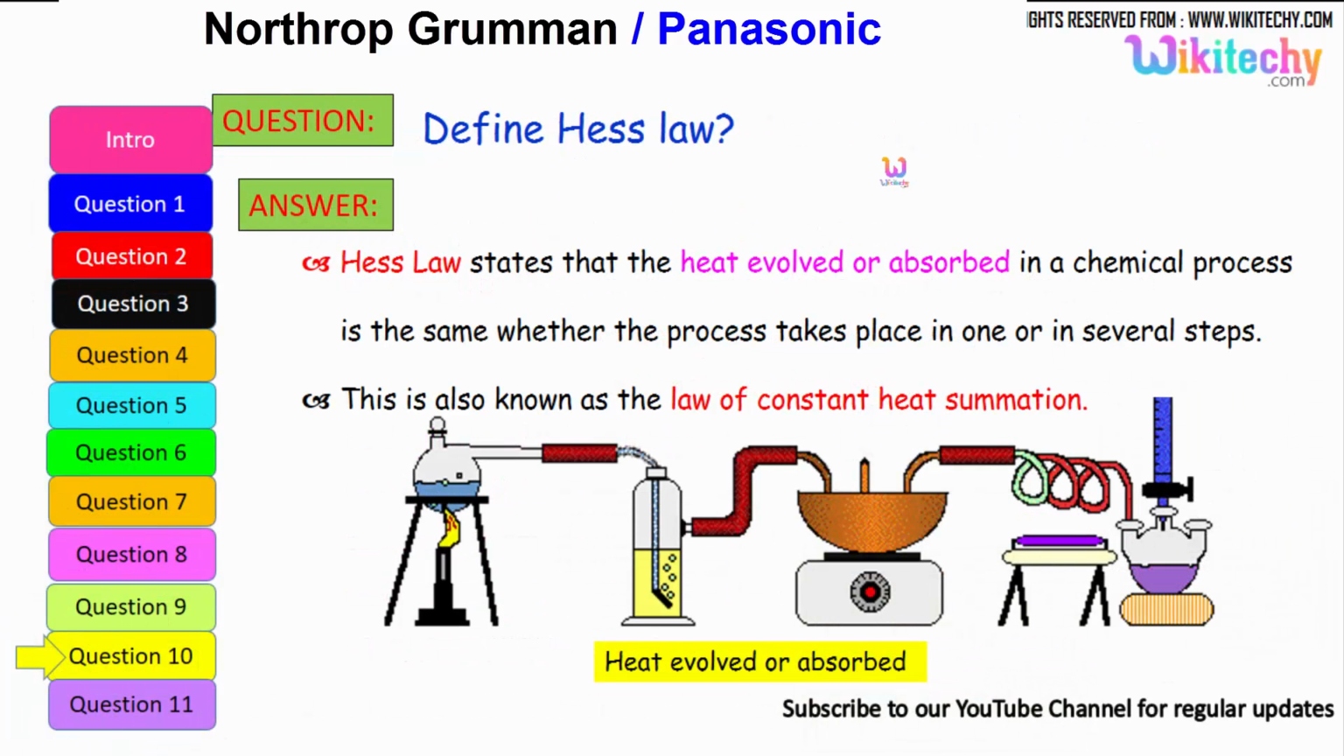Define Hess's law. This is one of the very important questions. In the case of heat generated in a chemical reaction, Hess's law states that the heat evolved or absorbed in a chemical process is the same whether the process takes place in one or in several steps. This is also known as the law of constant heat summation.